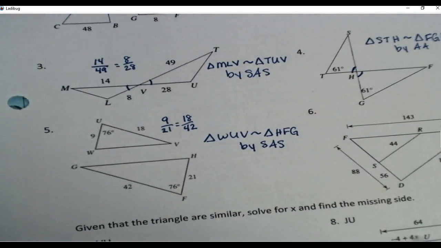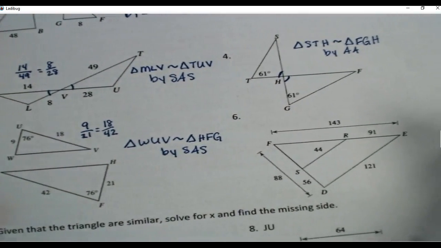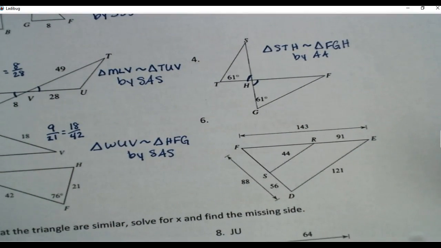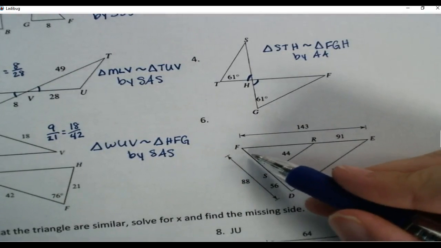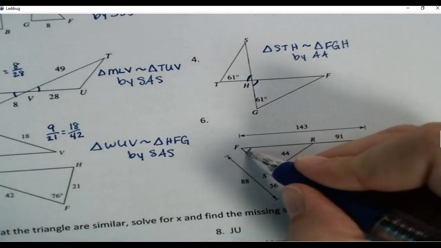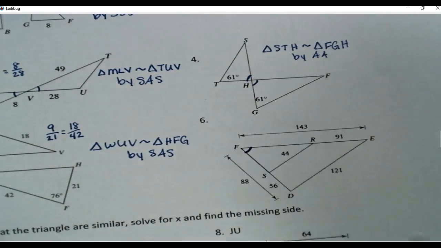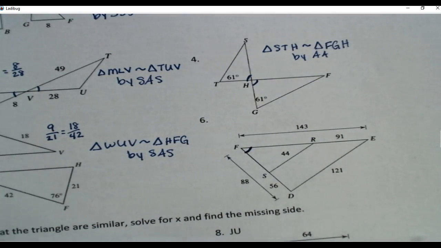Okay, let's look at 6. Number 6 is kind of like what we were doing yesterday, but it doesn't tell me that SR and DE are parallel, so I can't use the triangle proportionality theorem. But I know that these two triangles share this angle F.